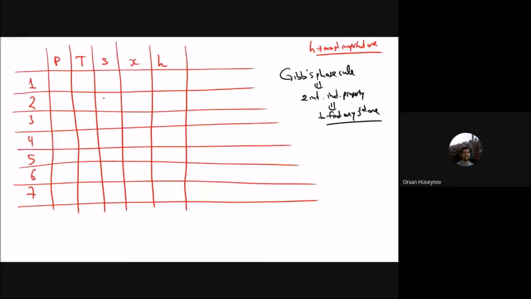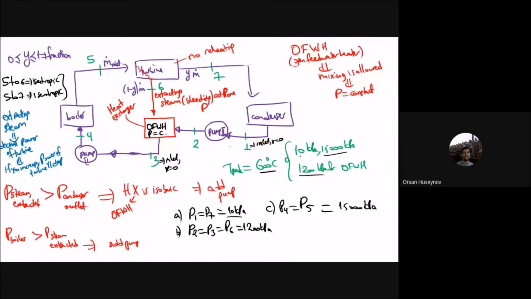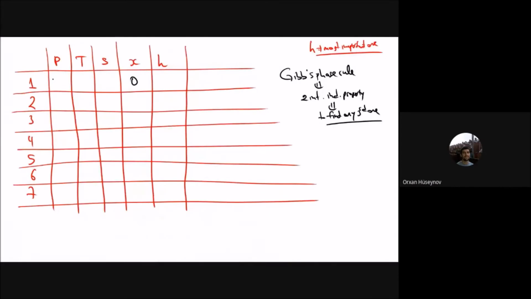I know the quality at state 1 because it is 0. And I know the pressure at 1, which is the minimum pressure, because it is given in the question. The question says that it is 10 kilopascals. This is the condenser pressure. So for the state at 1, I can find the enthalpy, because by the Gibbs phase rule, two properties are enough.